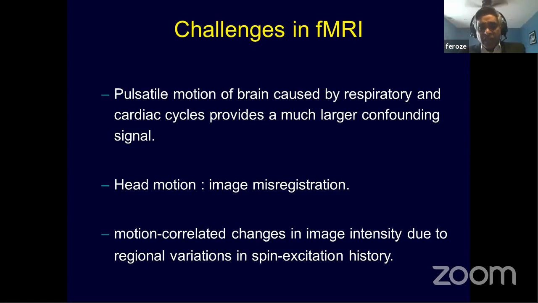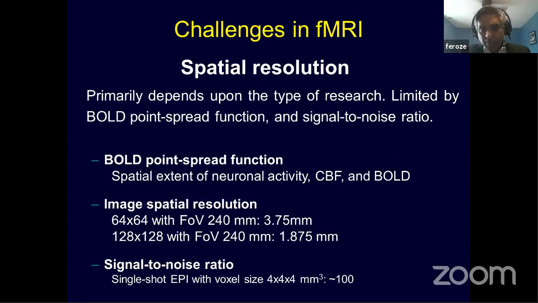And of course, the other issue is head motion. I talked about pulsatile motion and motion correlated changes in the variation in spin history. All of these can be corrected, but these are some of the challenges that one should be paying attention to if you want to get proper results. Spatial resolution is an issue.